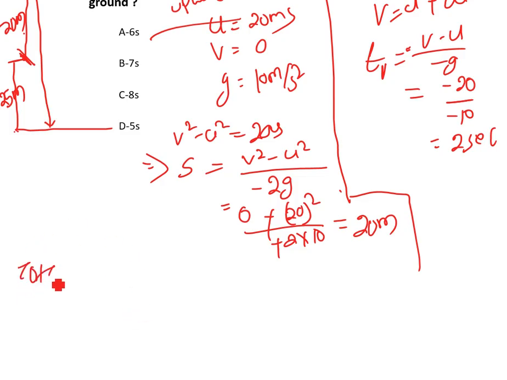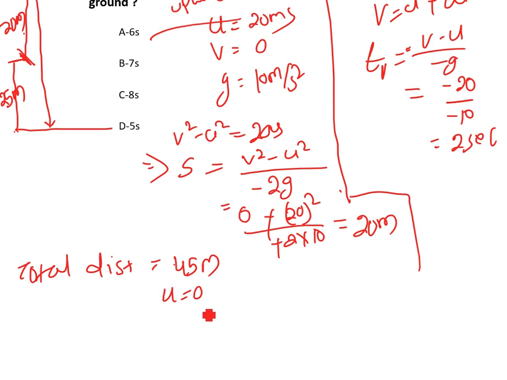total distance: already it is 20 meter up, then 25 meter, then 20. So total it is 65 meter. So you have to calculate the time it takes to come to the ground floor. So here u will become 0 because it is coming down in free fall. So u equal to 0.